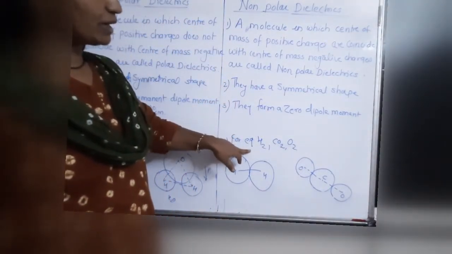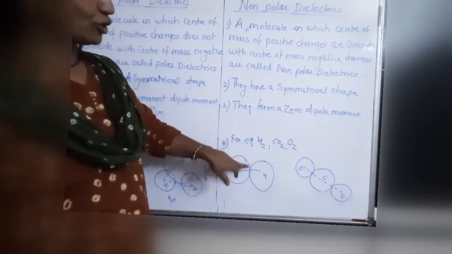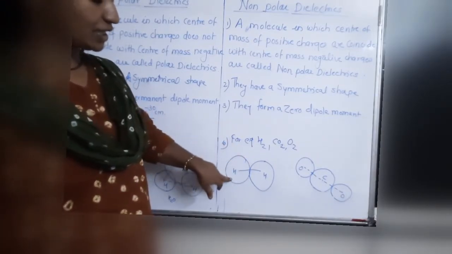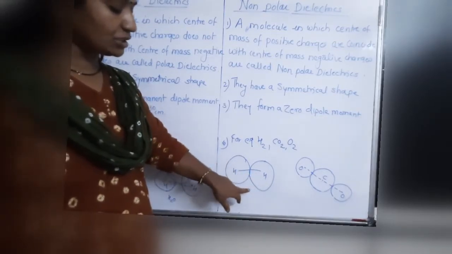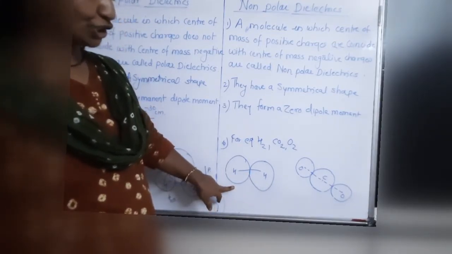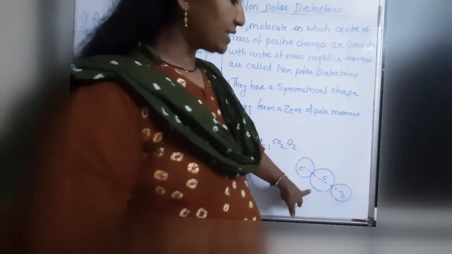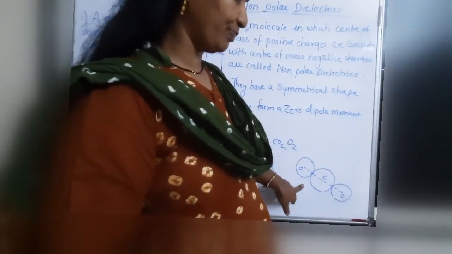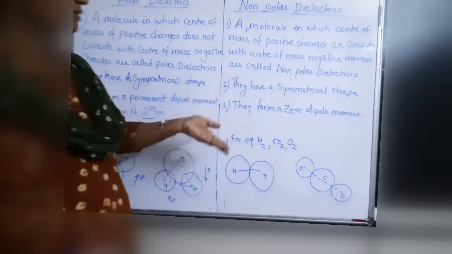Non-polar molecules have a symmetric shape because the centers of mass of the positive and negative charges coincide with each other. The second example is CO2, which also has a symmetric shape.